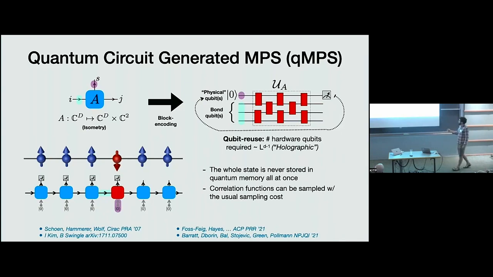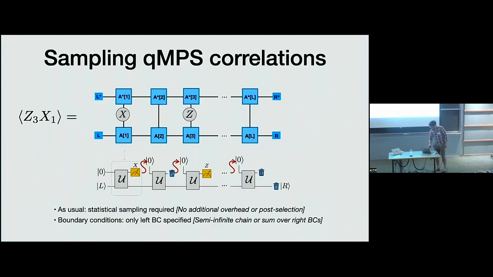Another thing I want to say is that you can sample the things you'd normally care about sampling, like correlation functions. There may even be some ways to measure entanglement that I could talk more about if you're interested. And there's no additional sampling overhead for doing it. There's no need to post-select or do anything. You just have the normal sampling cost for these things. So how does this work? Suppose you wanted to measure, say, the correlator of the Z operator on site 3 of some chain and the X on site 1.